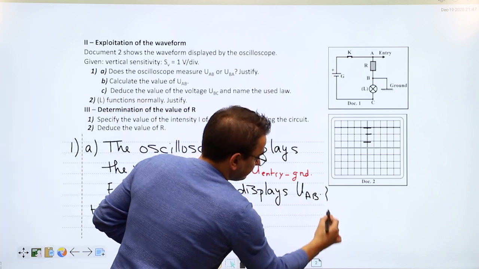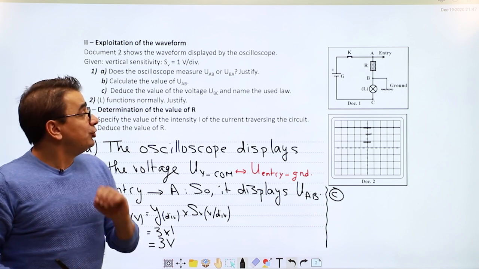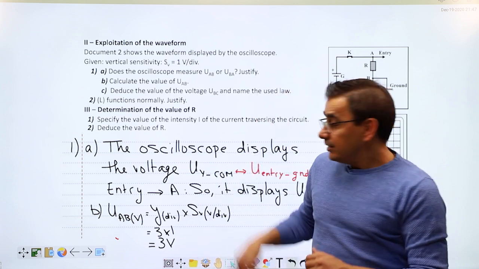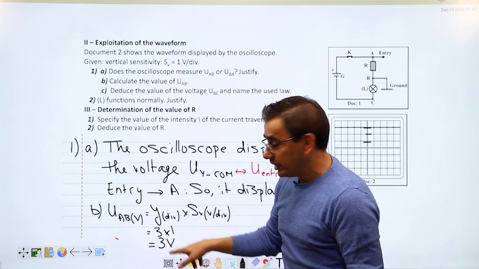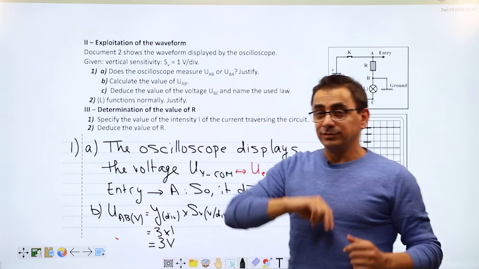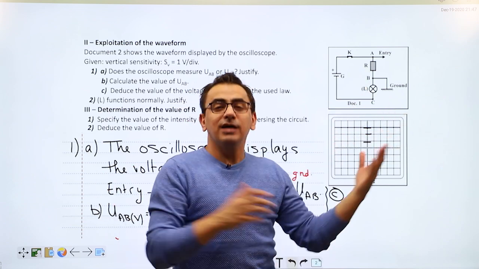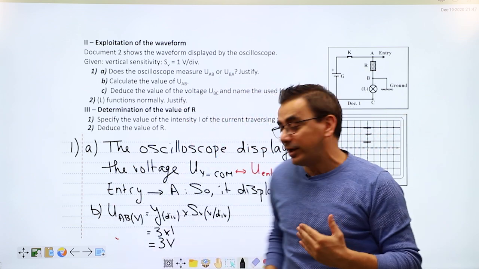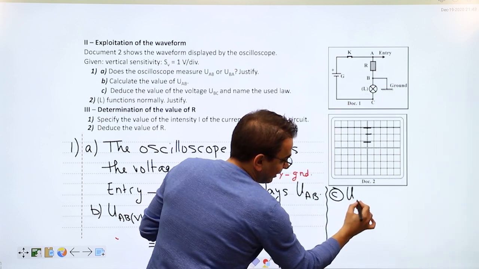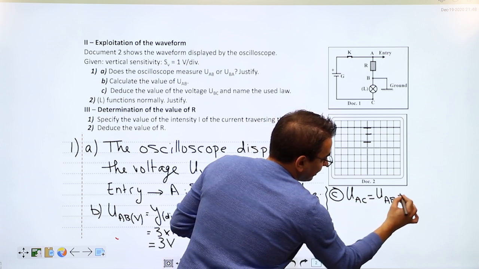Last part, C. Deduce the value of the voltage UBC and name the used law. First question, am I given the value of BC? Is the value I calculated here, UAB, is it UBC? Obviously not. They're different. Second, how is the circuit connected? In series. What is voltage in series? Additive. Questions always roll the same way. So here we can directly say UAC equals UAB plus UBC.